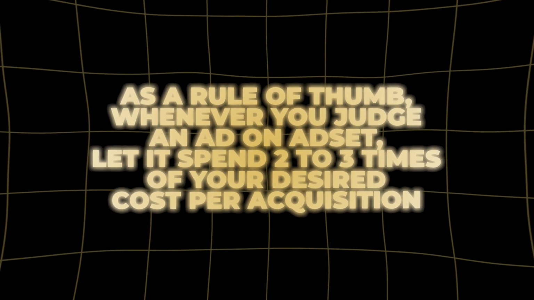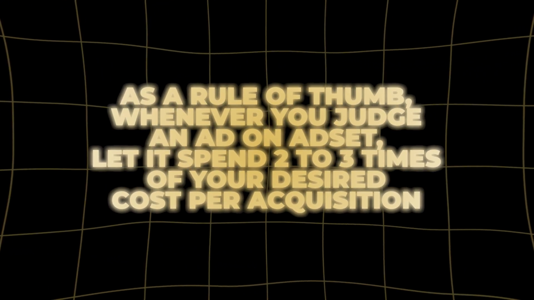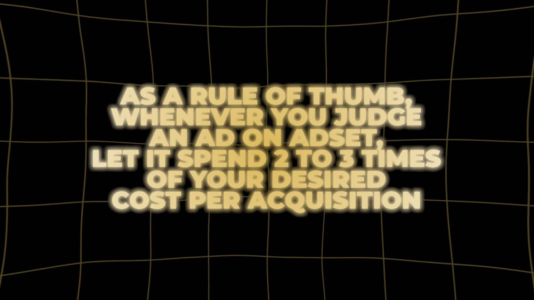As a rule of thumb, whenever you judge an ad or an ad set, let it spend 2 to 3 times your desired cost per acquisition. If it spent that much and is not at your target, you're safe to turn it off. But if it's around your target or didn't spend enough yet, I recommend running tests at least for 7 days, unless they spent a lot of your budget unprofitably, because that way you will be able to see how it performs throughout a week and not misjudge your ads based on a random dip within the week.